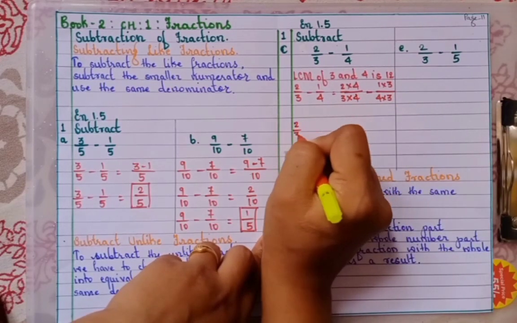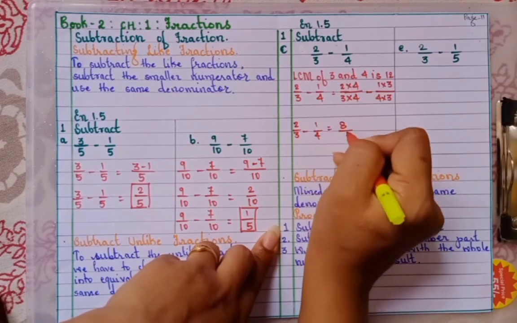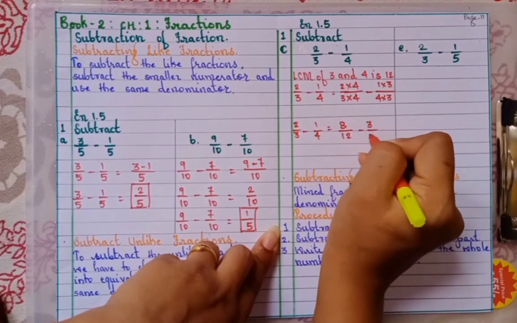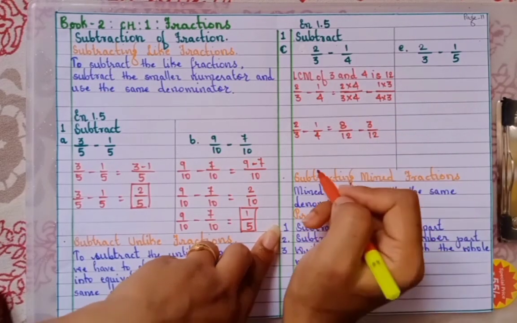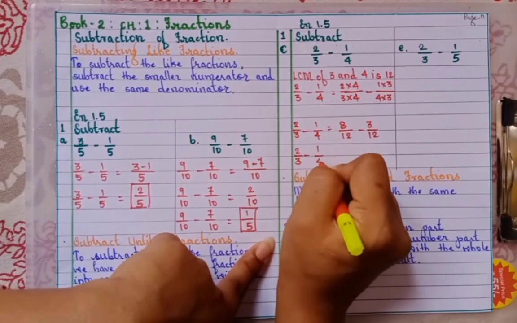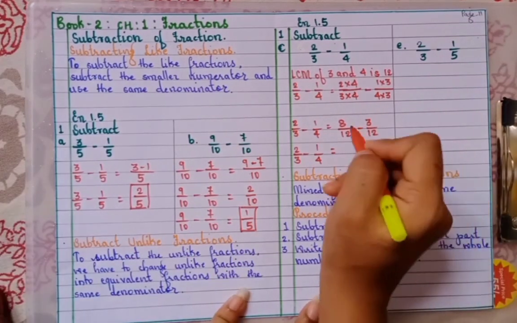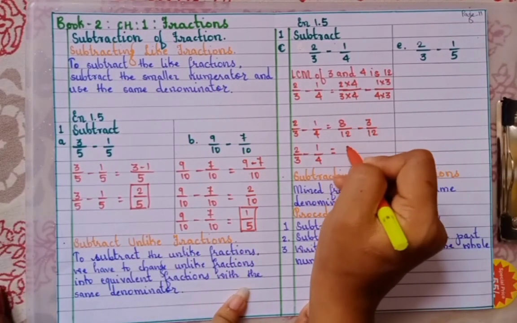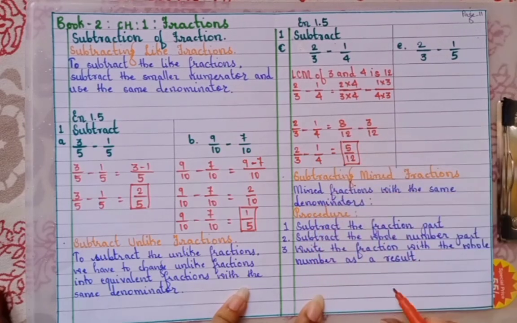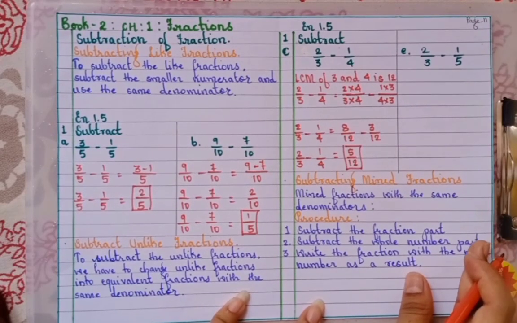Therefore 2 by 3 minus 1 by 4 equals 4 twos are 8 divided by 12, minus 3 ones are 3 divided by 12. Therefore 2 by 3 minus 1 by 4 equals 8 minus 3 is 5, so 5 by 12 is our answer. Similarly we shall find the next one also.